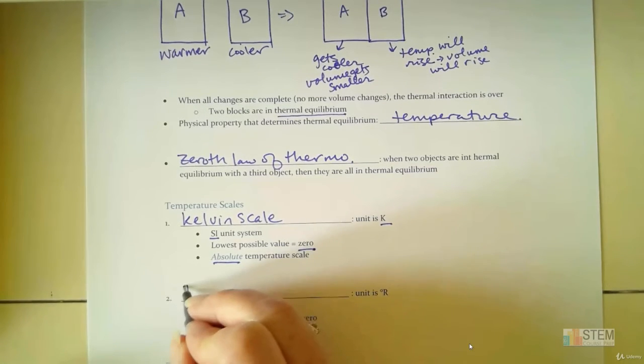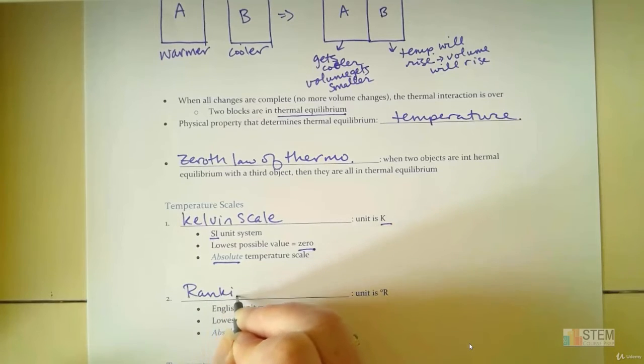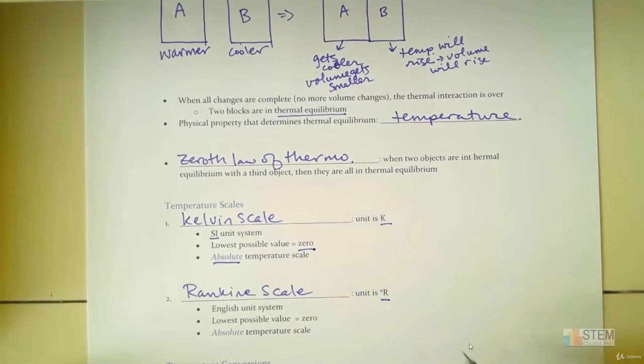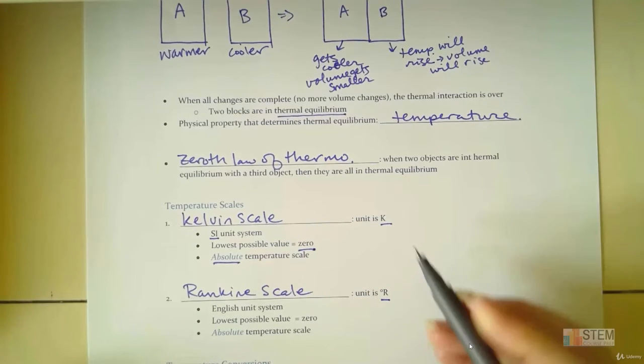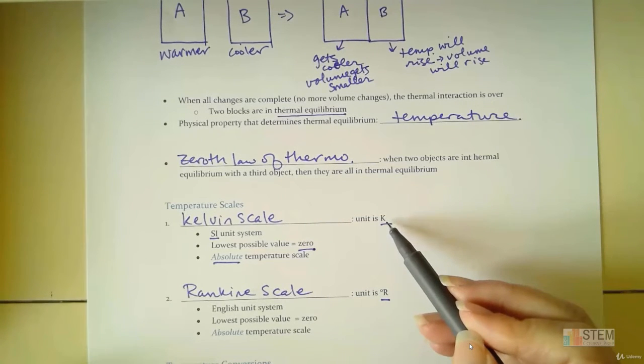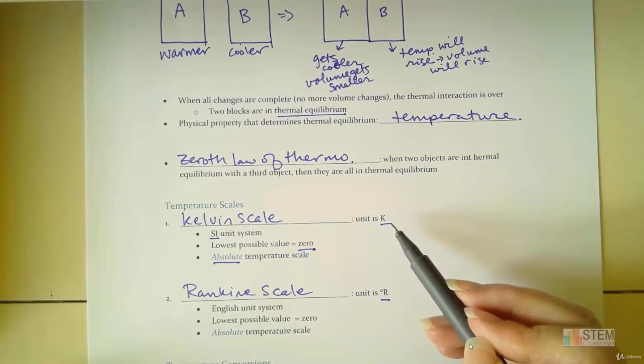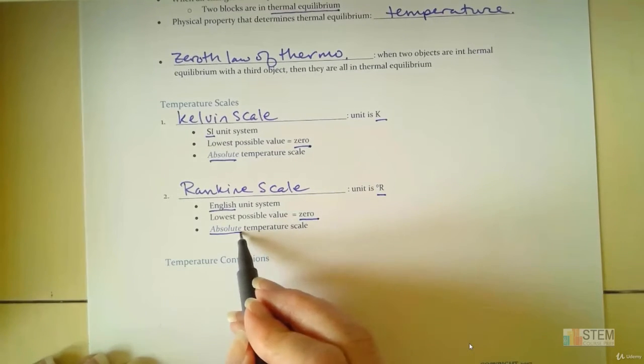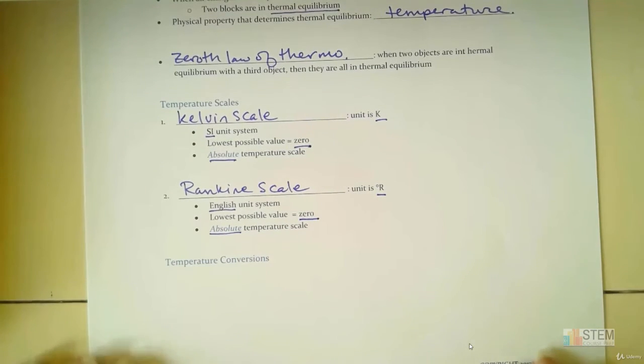The one in the English system is the Rankine scale. That unit is degree Rankine. Also note for Kelvin, there is no degree. It's literally just a Kelvin, not degree Kelvin. Now for the Rankine scale, like I said, this is the English unit system. The lowest value you can get is 0, so you should not have negatives. And this again is an absolute temperature scale.